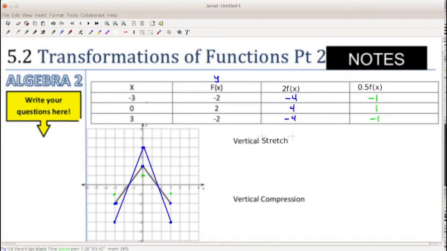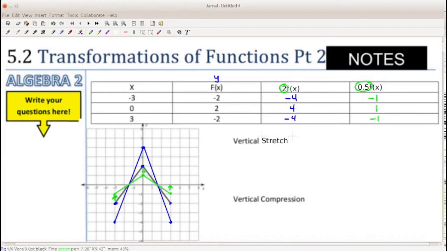If I take those and connect them up, what I got is a new function that has been compressed, squished towards the x-axis. We're squishing everything downwards in towards the x-axis. So a number less than 1, in this case 0.5, squishes my function in. It's called a vertical compression. If I have a number greater than 1, I have a vertical stretch. So vertical stretch or vertical compression.